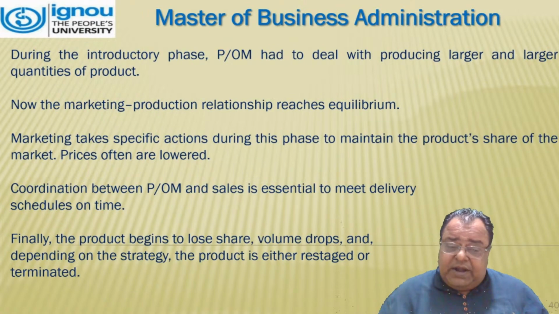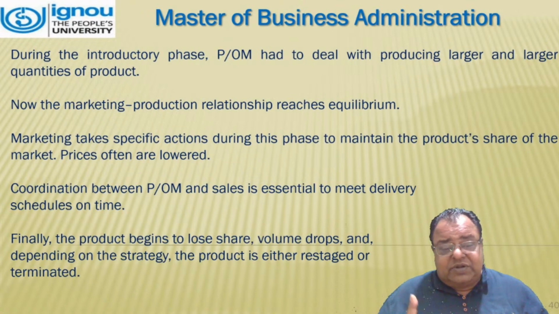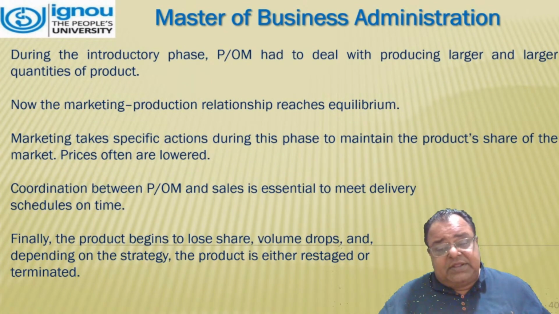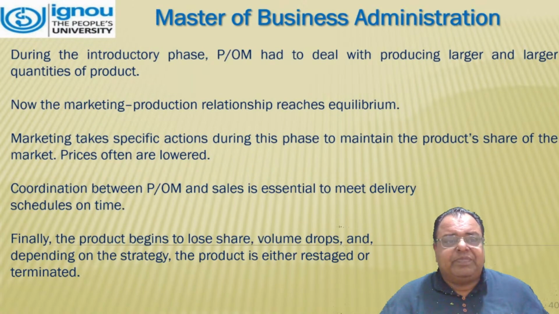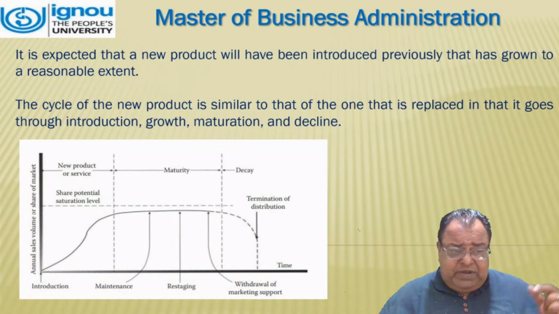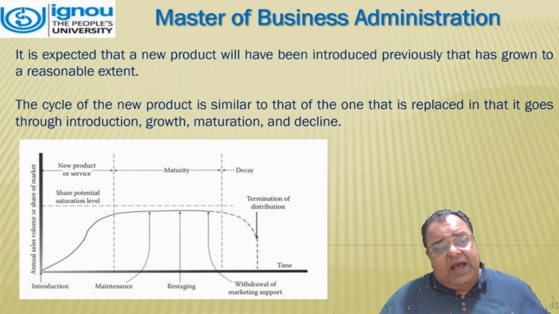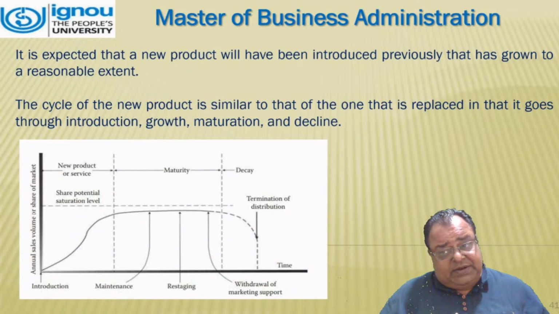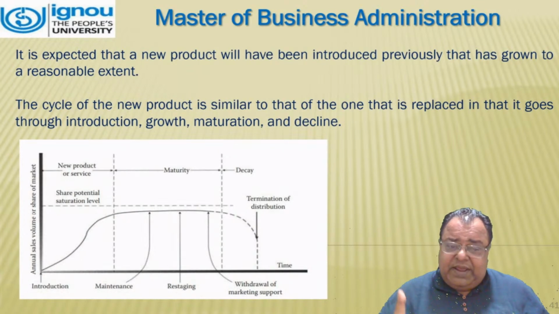Finally, the design begins to lose share, volume drops, and depending on the strategy, the product is either phased out or terminated. It is expected that a new product will have been introduced previously that has grown to a reasonable extent. The cycle of the new product is similar to that of the one it replaced: it goes through introduction, growth, maturing, and decline.